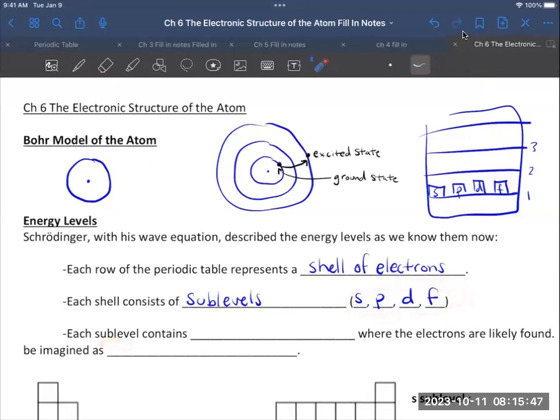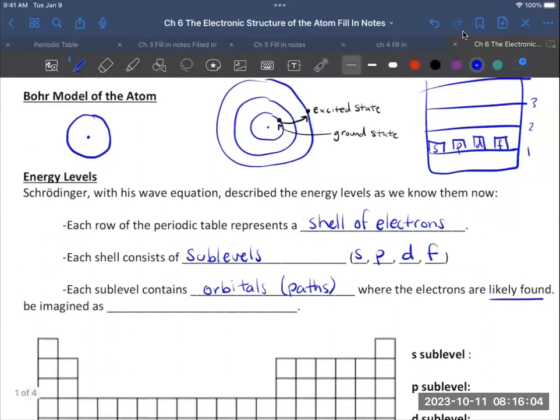Also, each sublevel contains orbitals where electrons are likely to be found. These orbitals are like the paths that the electrons take as they're orbiting, because as it turns out, they don't actually orbit in a circle. So again, these can be imagined as probability clouds. If I said, find me an electron, you would more likely find electrons in the paths of these orbitals. So we'll talk about what they look like.